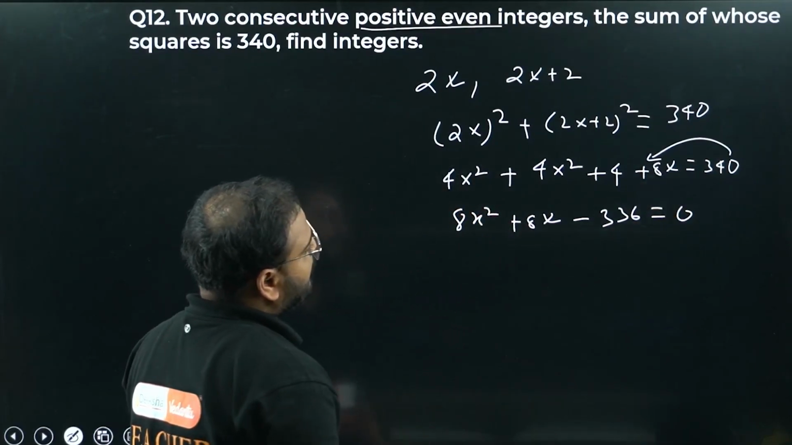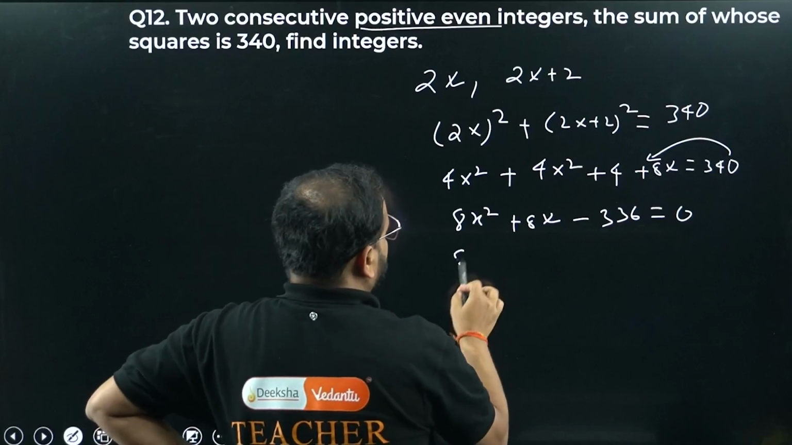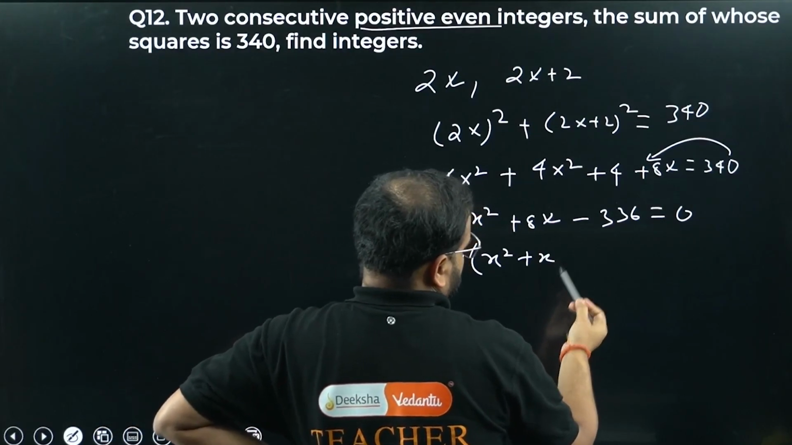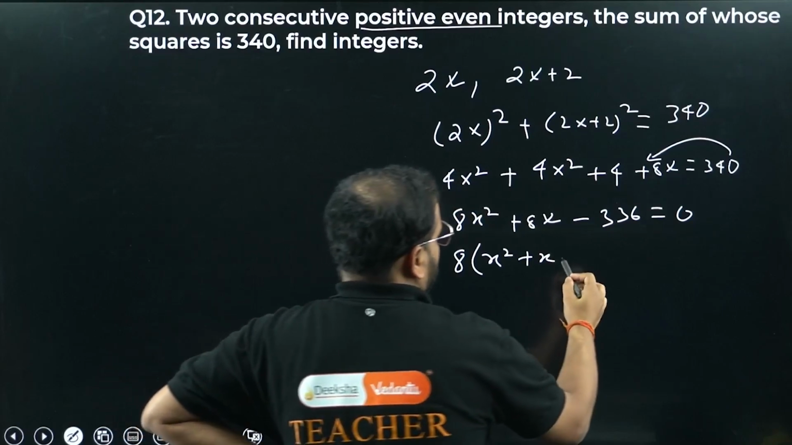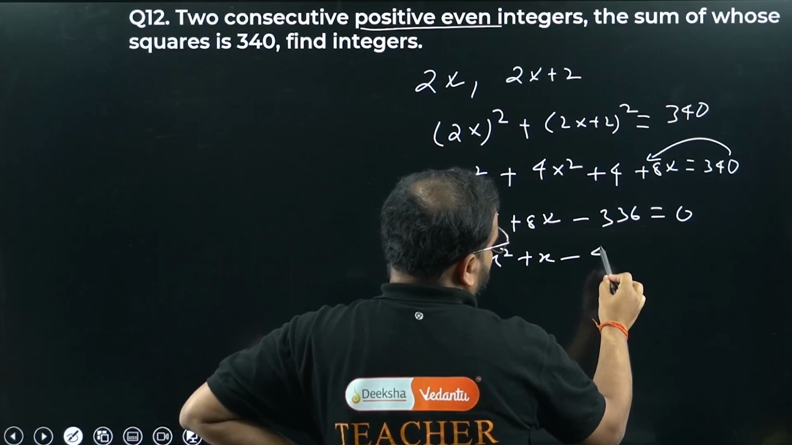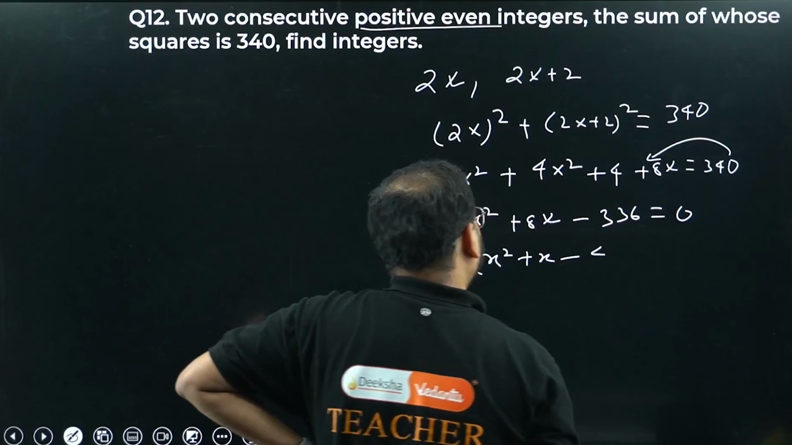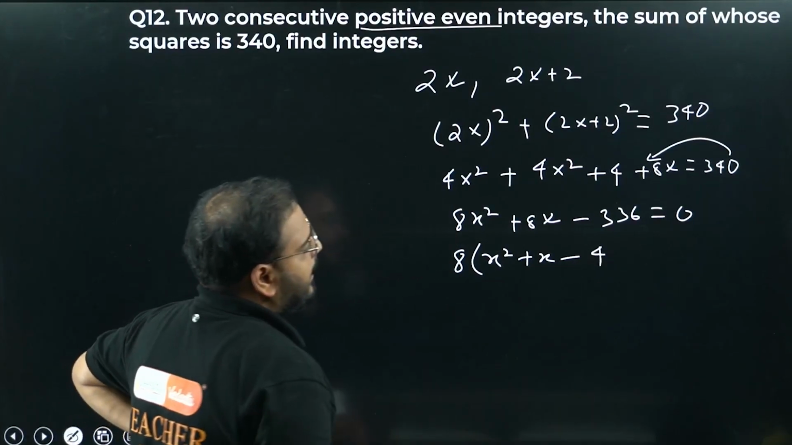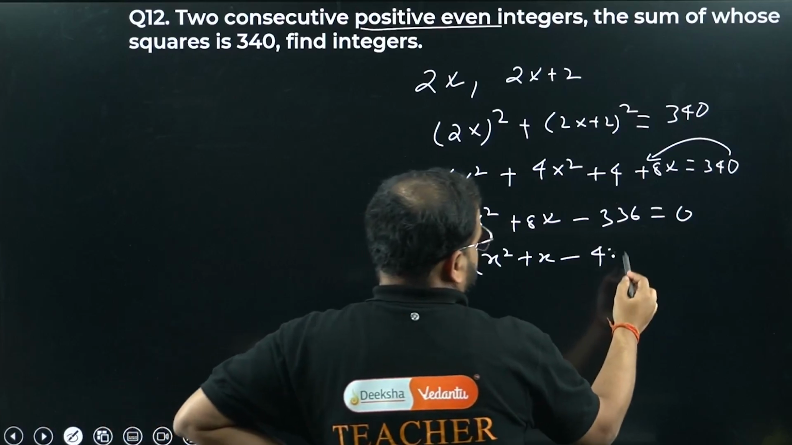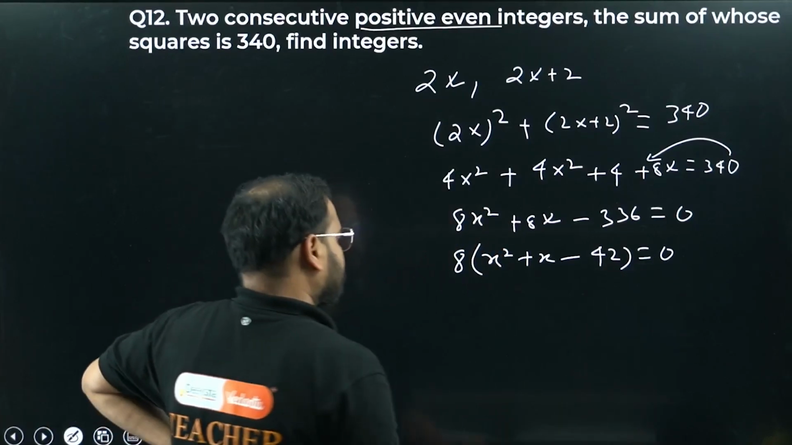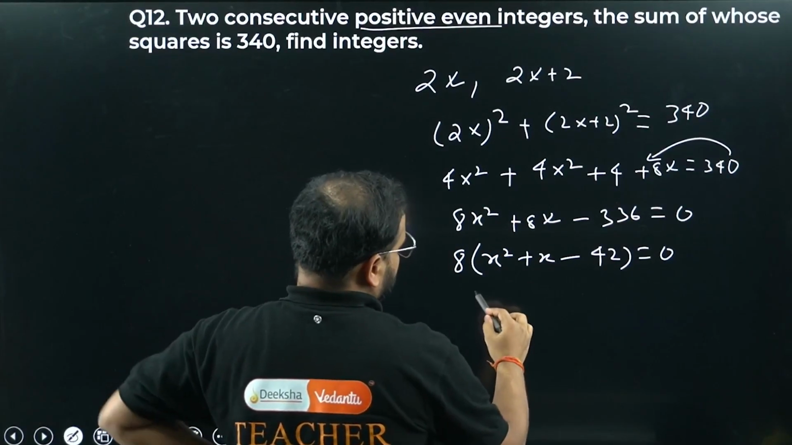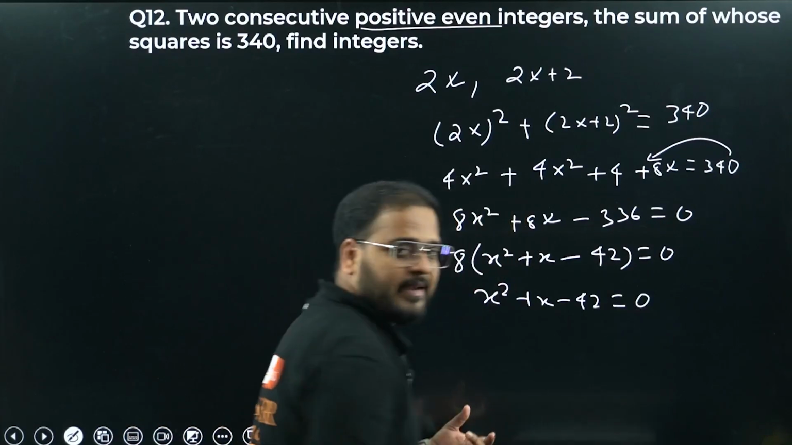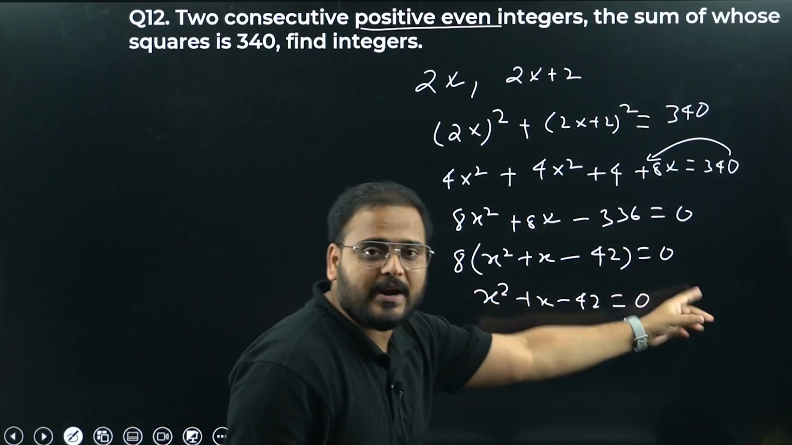Can I take 8 common now? Please check. I'll get x square plus x minus 42. 8 4s are 32, and 8 2s are 16. Correct. Bring this 8 on the other side, it will be 0. 0 by 8 will be 0 only.